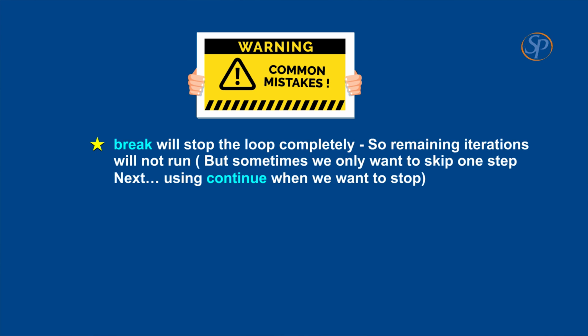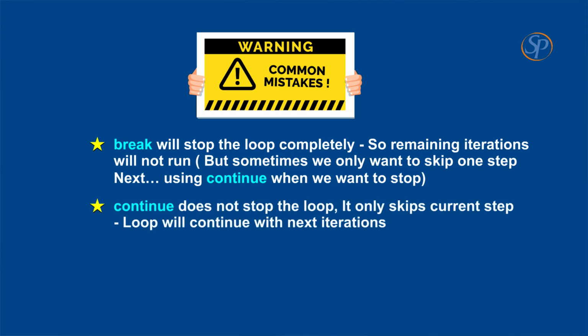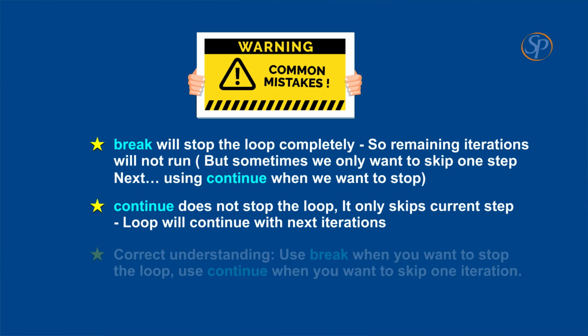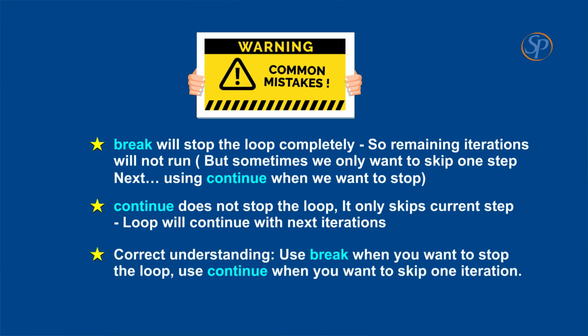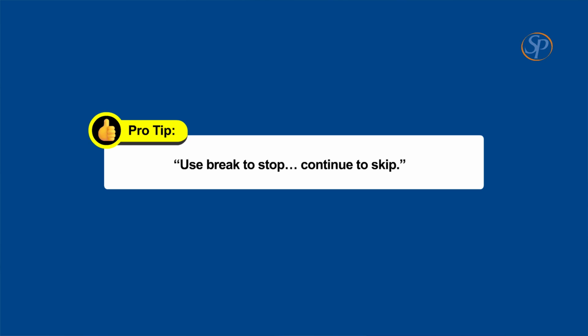Next, using continue when we want to stop. Continue does not stop the loop, it only skips the current step. The loop will continue with the next iterations. Correct understanding: use break when we want to stop the loop. Use continue when you want to skip one iteration. Once you understand this clearly, you can control loops easily. Use break to stop, continue to skip.